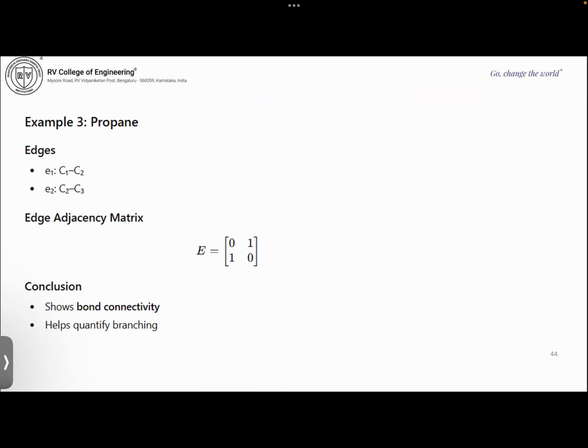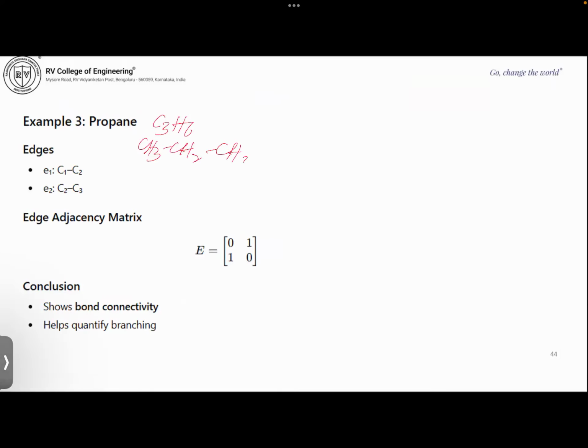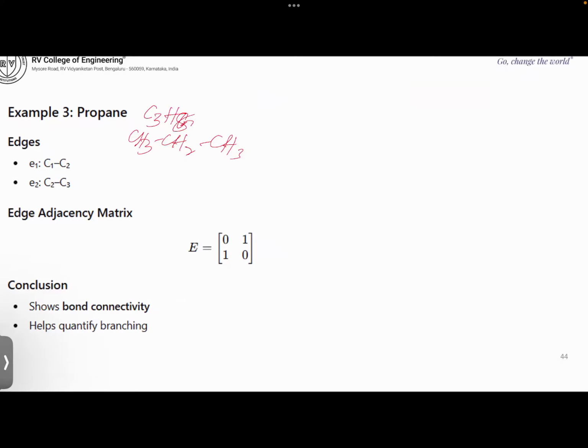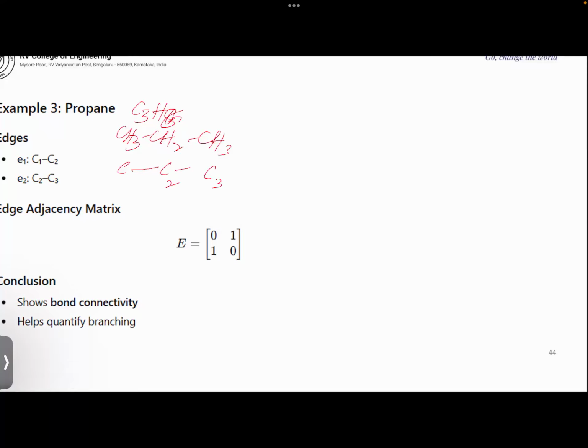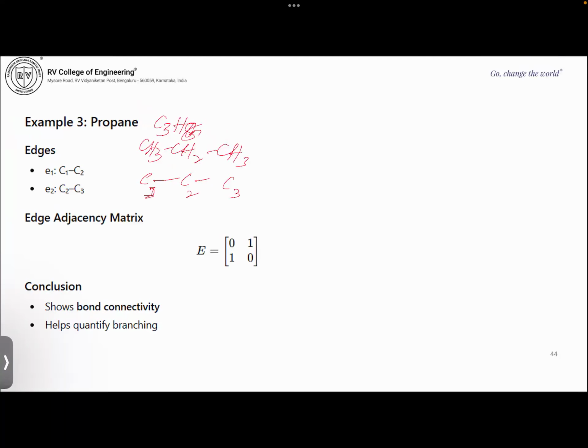Let us understand the edge adjacency matrix for propane. Propane, the molecular formula is C3H8, that is CH3, CH2, CH3. So it has three carbons, C1, C2, C3. This is the graph, a linear formula. It has 3 atoms, 3 vertices, but only 2 edges.